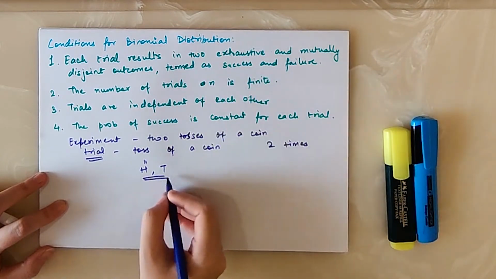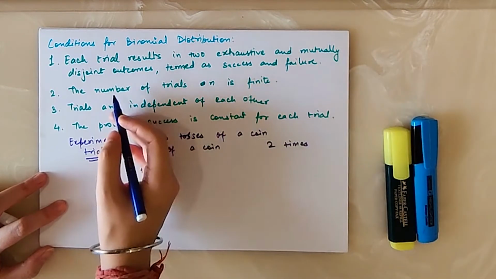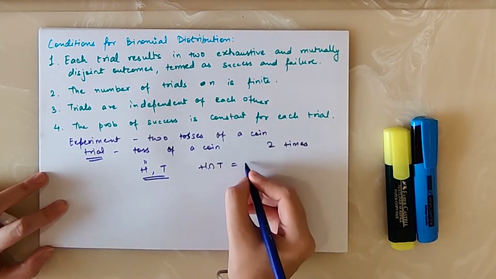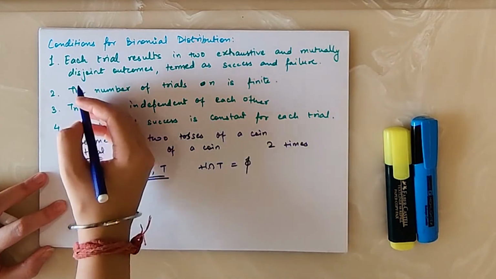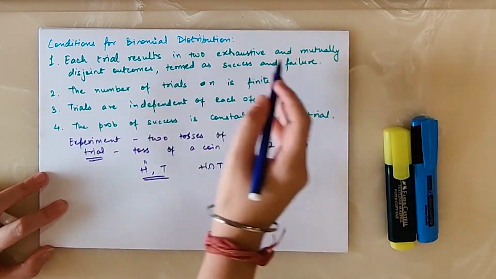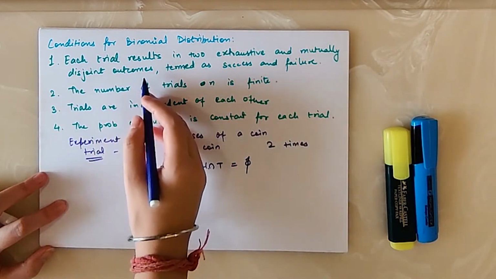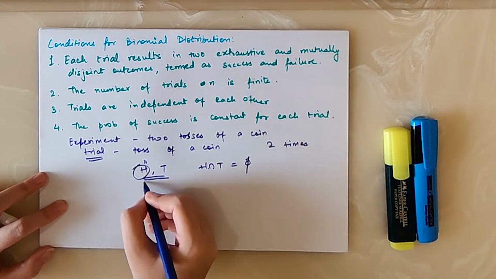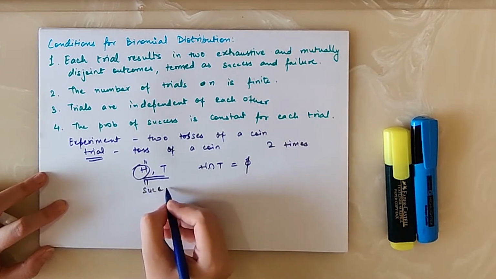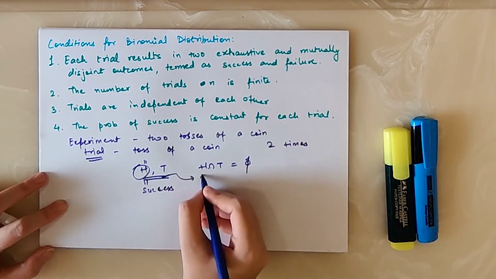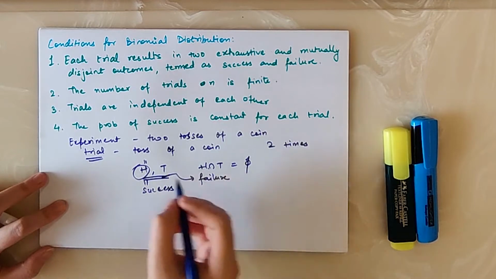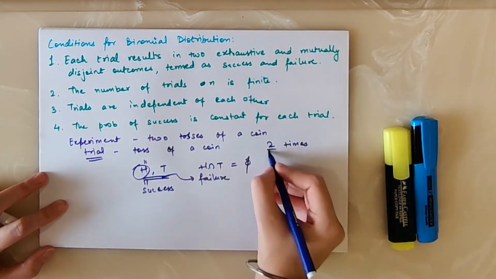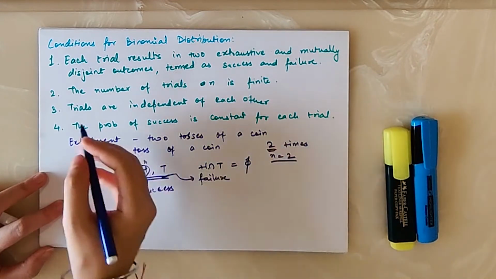Basically, exhaustive means that these are the only two possible outcomes, and mutually disjoint means that their intersection is equal to null, phi. These two outcomes are termed as success and failure. So let's say H is the success and tail is the failure. The second condition is that the number of trials n is finite. So we have n = 2, which is finite.